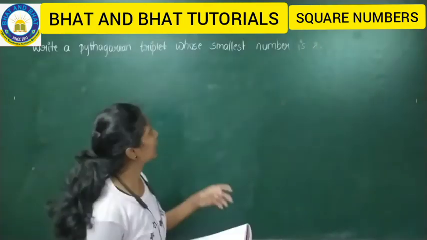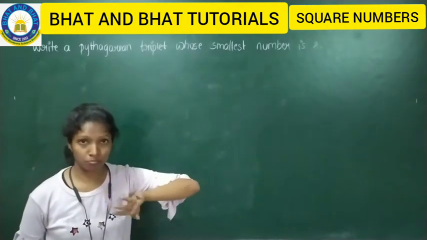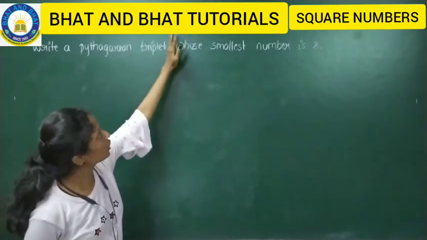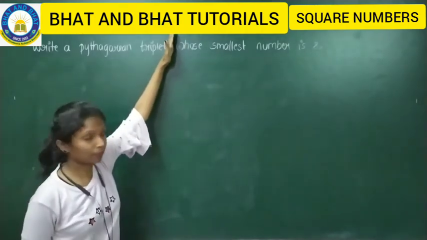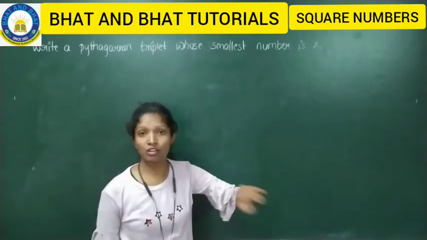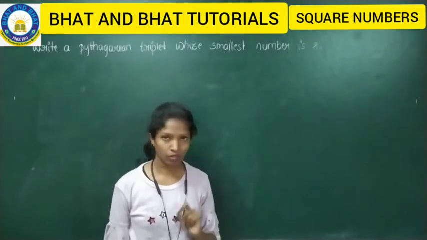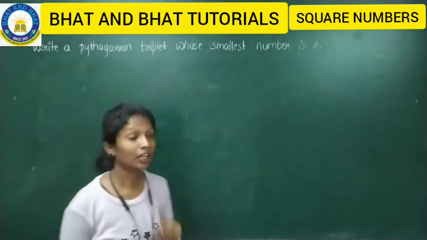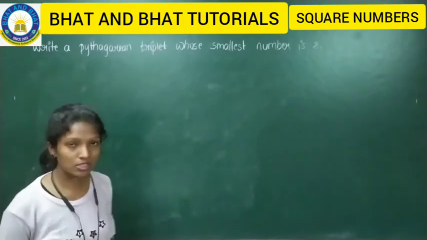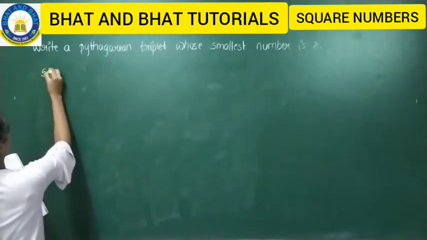Where you have to write the Pythagoras triplet, that means you have to find three numbers, okay? For the number 8, you have to find the Pythagoras triplet, and they have given you one hint: that in that Pythagoras triplet, the smallest number should be 8. That means they have given you the first number. Got this? We'll just move on to the solution, then you will understand easily.